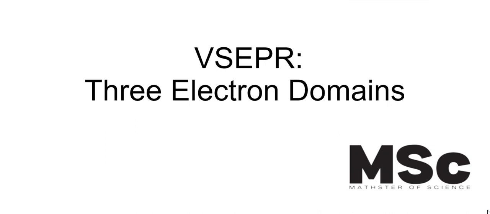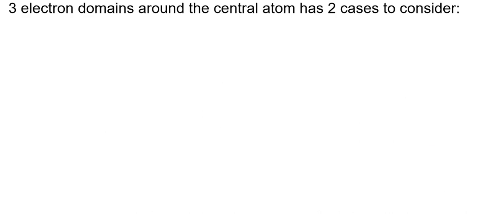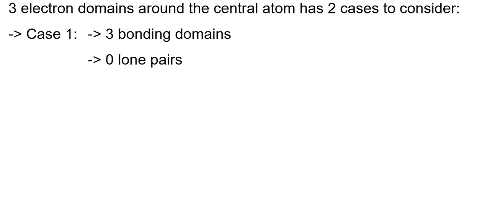In this video we're going to be looking at VSEPR theory, specifically the scenario where we have 3 electron domains around the central atom. When we have 3 electron domains around the central atom, there's 2 cases that we need to consider. I will do 3 examples to cover those 2 cases. The first case is where we have 3 bonding domains and 0 lone pairs.